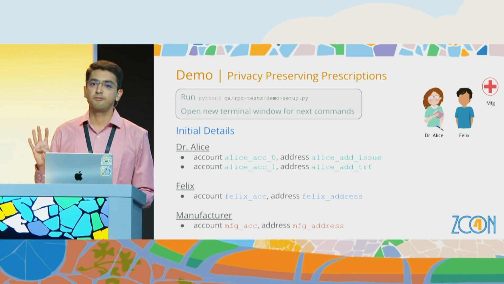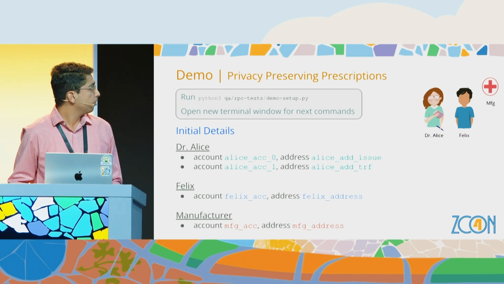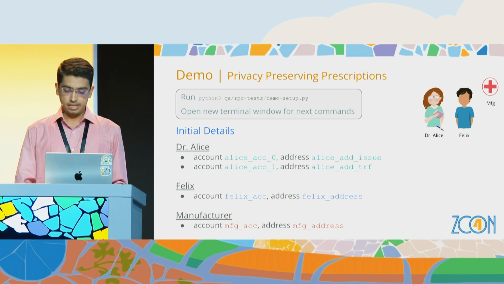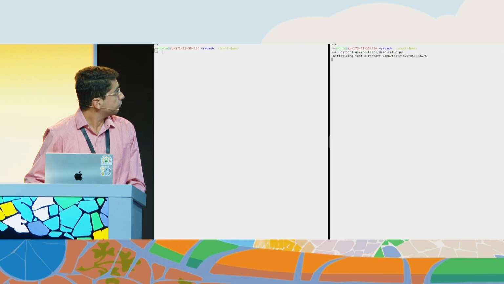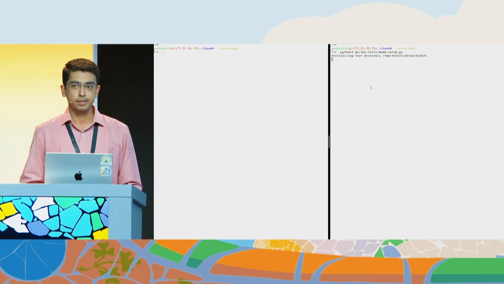It basically sets up 3 or 4 nodes on your PC. One node is for Alice, one node is for Felix, one node is for the manufacturer, and it will generate all the information for that. So it takes maybe a minute or so to run.